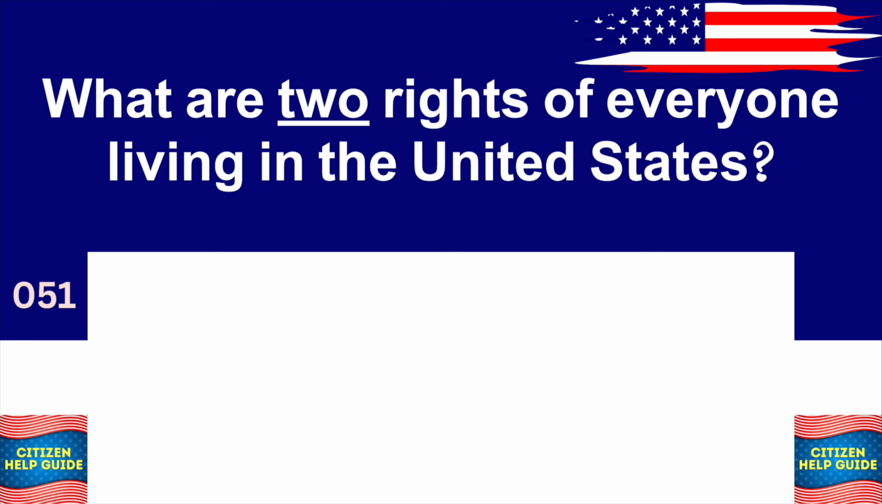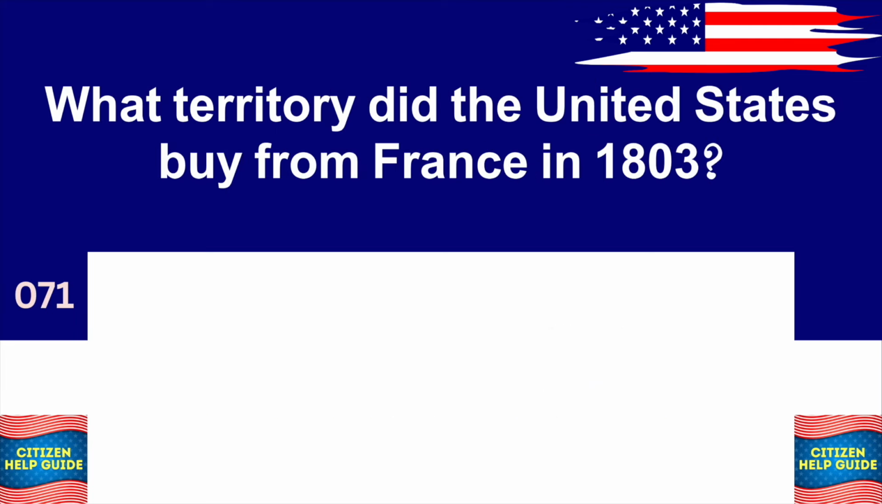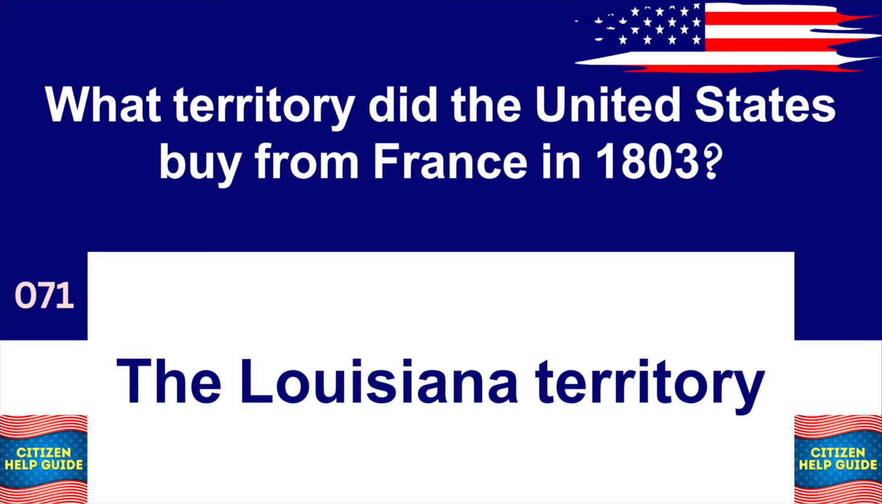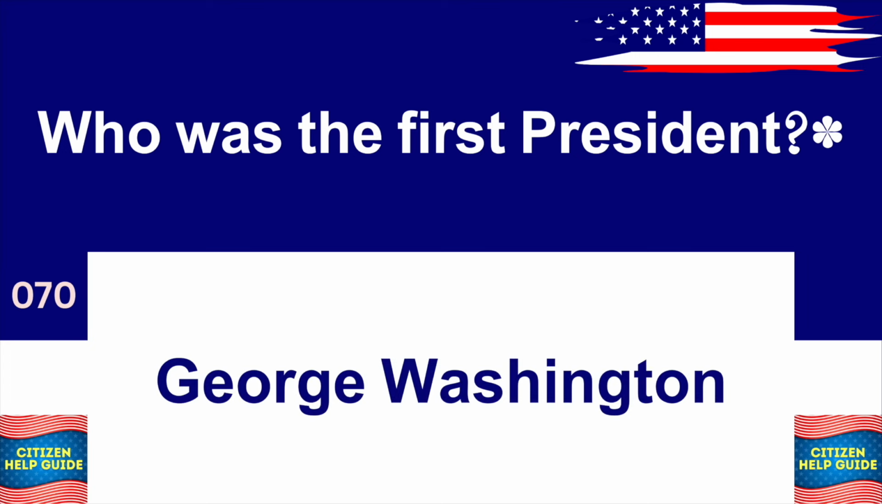What are 2 rights of everyone living in the United States? Freedom of speech. Freedom of religion. What territory did the United States buy from France in 1803? The Louisiana Territory. Who was the first president? George Washington.